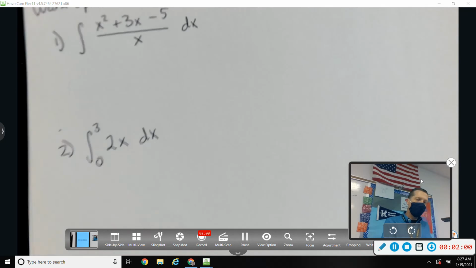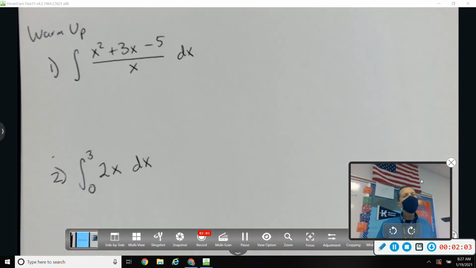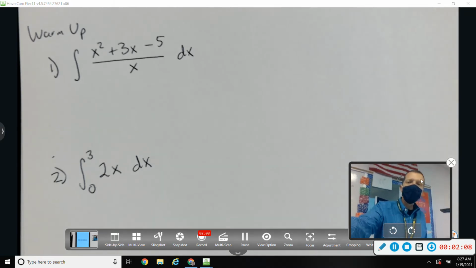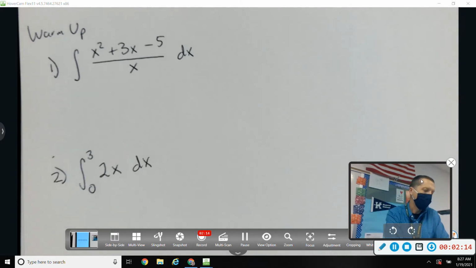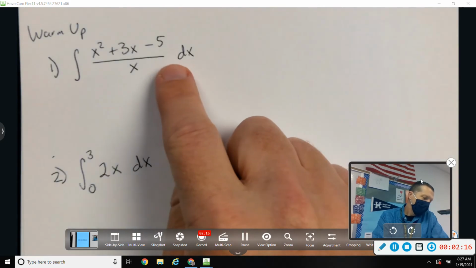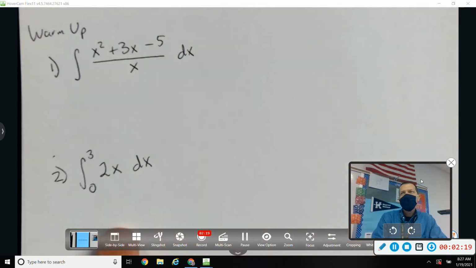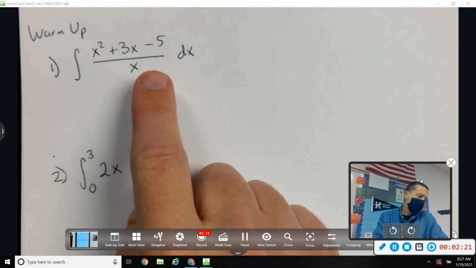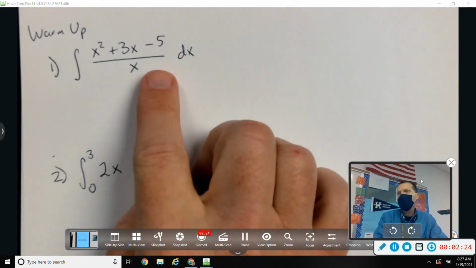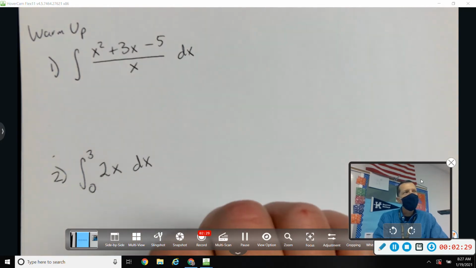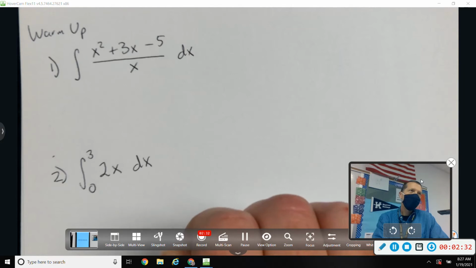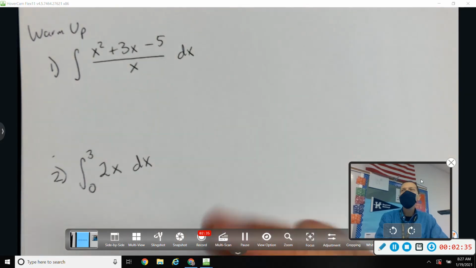All right, let's start with what should be, knock on wood, relatively easy warm-ups. The first one is, you tell me, what's the difference between those two things? One has limits and one doesn't. So how are you going to do these two separate problems? They look a lot alike, but you're going to work them very differently. One of them's area, one of them's antiderivative. Which one's which?